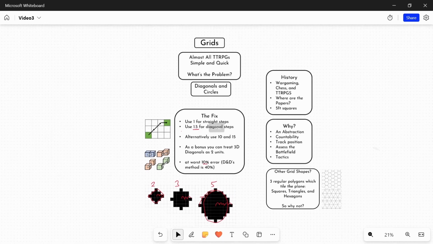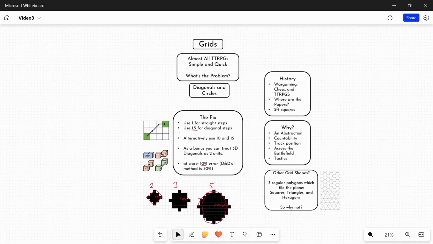A video will be coming out hopefully in the next week or so about how the movement system in my TTRPG works. Essentially it's this, but I'll give a bit more detail about how movement speed and long distance travel and moving backwards and difficult terrain and those kinds of things work.